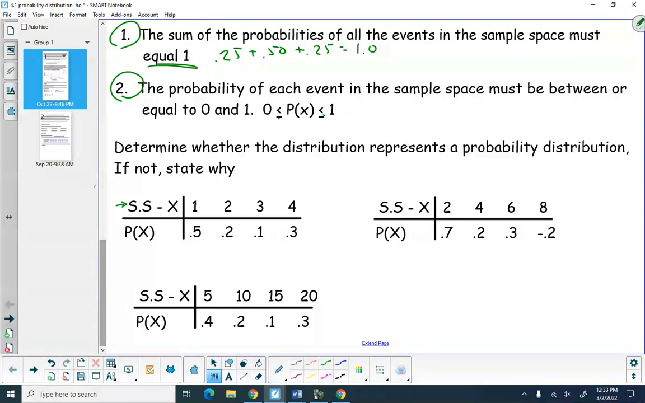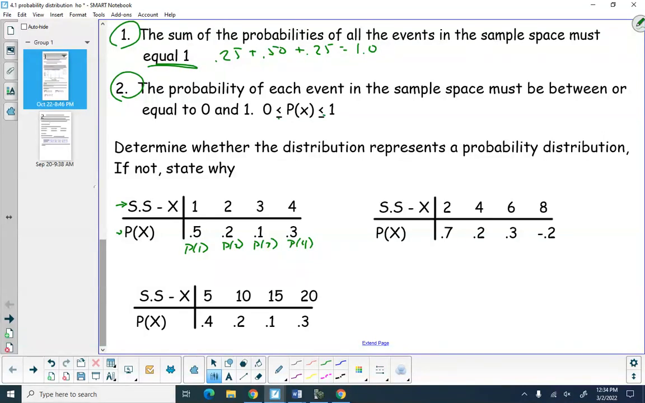The probability of getting a 1 is 0.5. The probability of a 2 is 0.2. Probability of a 3 is 0.1, and the probability of a 4 is 0.3. So this is our outcome, and this is the probability of each one of these outcomes. Probability of getting a 1 is 0.5, a 2 is 0.2, a 3 is 0.1, a 4 is 0.3. Is this a true probability distribution?